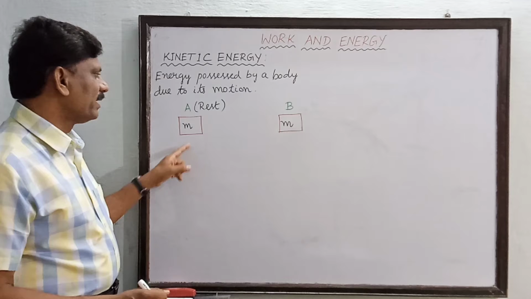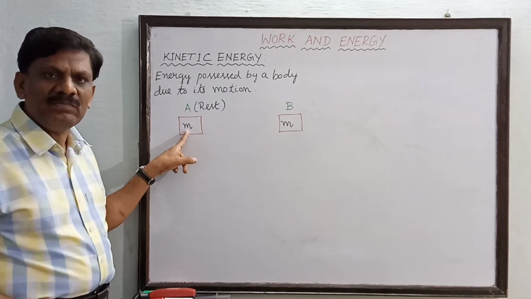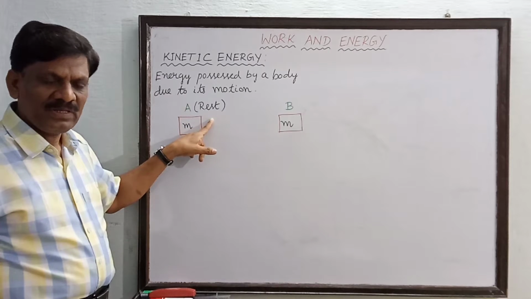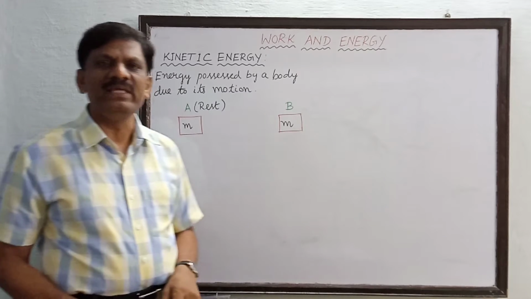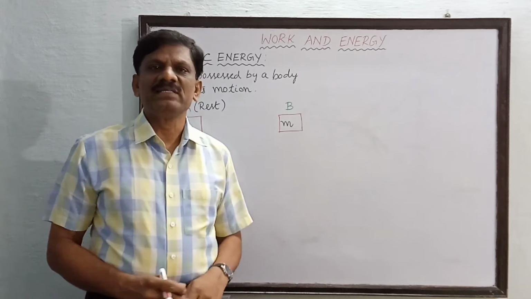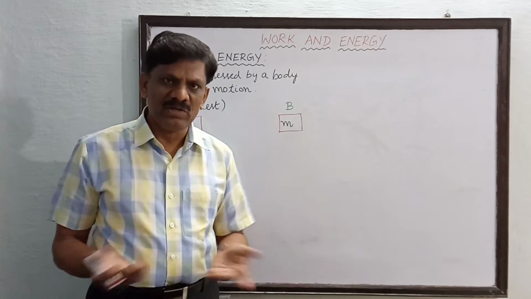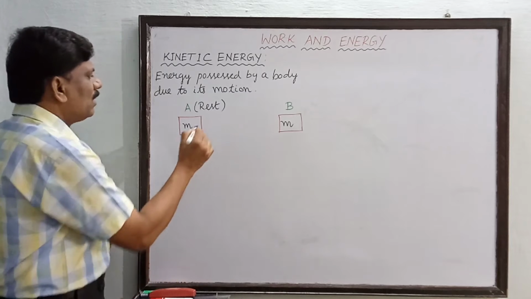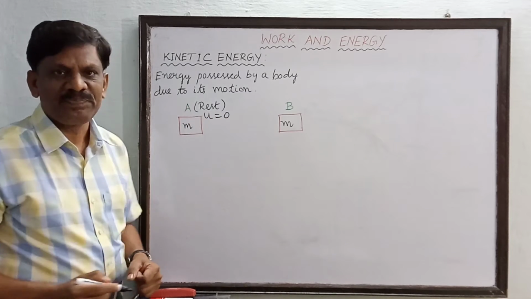For that, I have taken the example of a body of mass m which is placed at a point A at rest. So the initial position of the body is A, and what is the initial velocity of the body at A? It is equal to 0. Why? Because the body is at rest. So at this point, u is equal to 0.